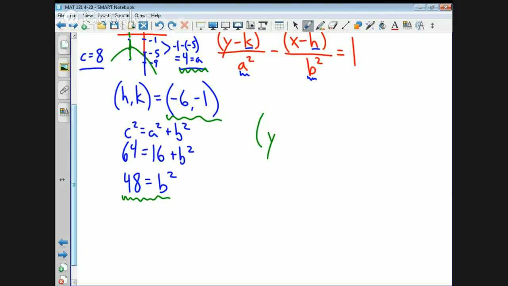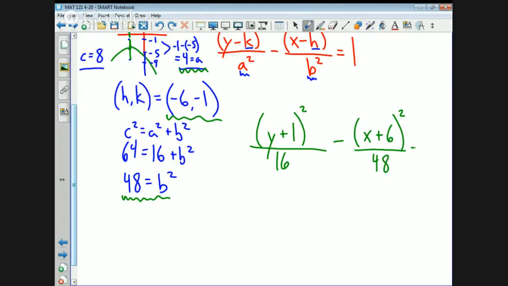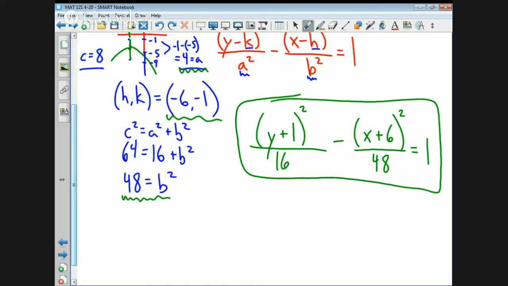So we'll have y minus a negative 1. It's always going to be y minus whatever is the y component of the center. And the two negatives will make a positive, so we'll have y plus 1 squared over a squared, or 16. We'll take 4 times 4. We'll have minus the x plus 6, minus a negative 6 to get there, and then square that quantity and put that over the 48. And then this will equal 1. So that right there is one part of the answer. Just want the standard form of the equation for this hyperbola. And then they want us to sketch it.